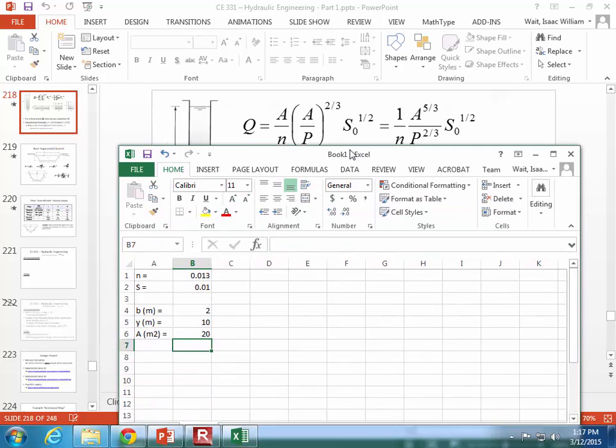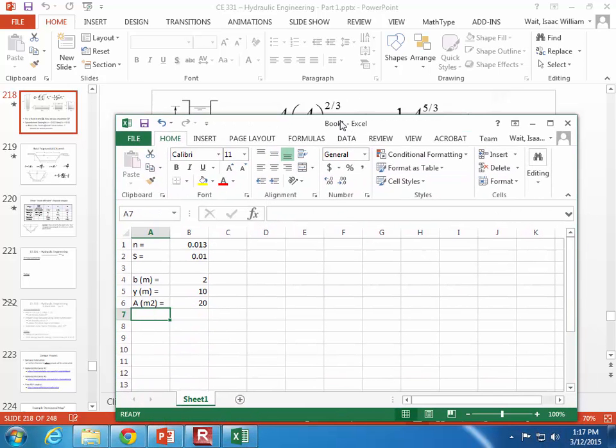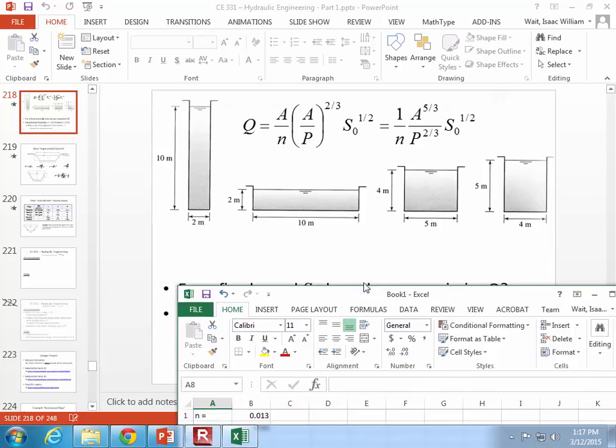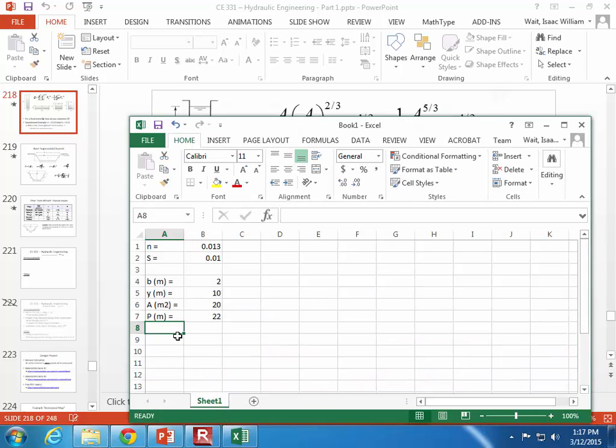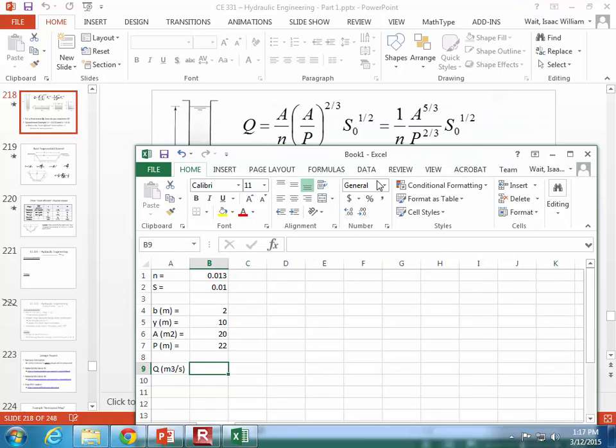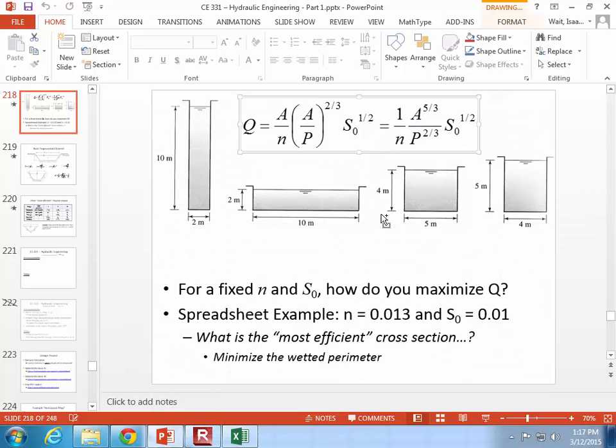Okay. And then we also want to know the wetted perimeter. So the wetted perimeter is going to be 2 times the depth plus the width. Okay, so we've got the wetted perimeter and the cross-sectional area. So now let's find the flow rate. And that's going to be cubic meters per second. So if we're going to just do Manning's equation here, let me copy that over.